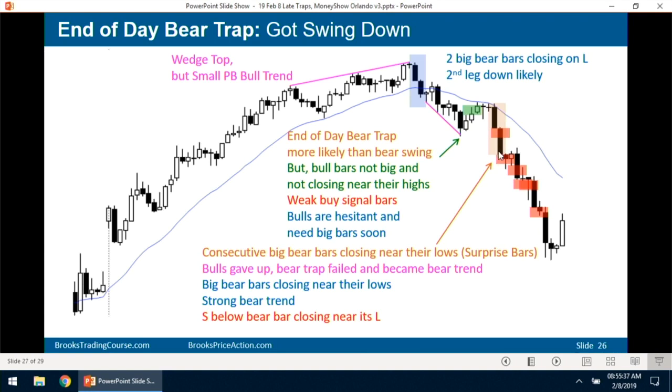And by the second bar, everybody's going to be selling below bear bars closing near their lows. Some bears will sell here, but everybody's selling here. Bulls and bears are selling here. The bulls gave up here.